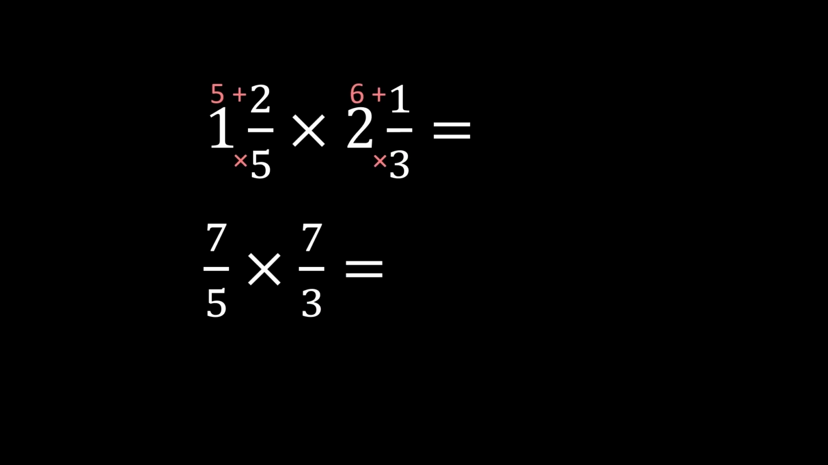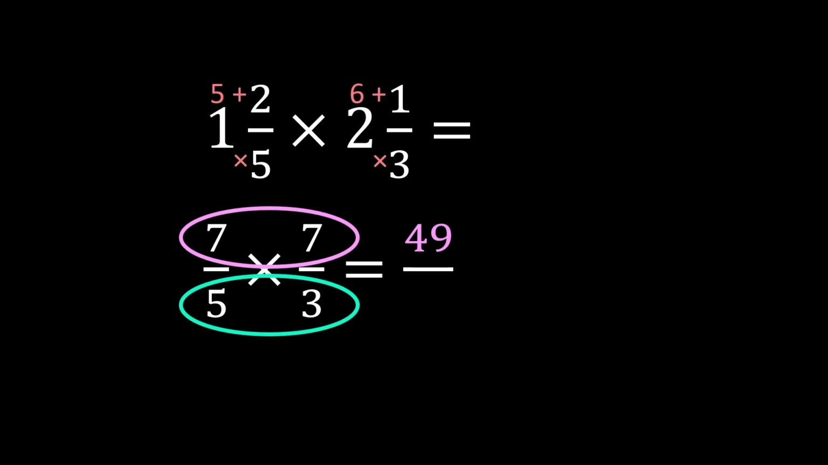Now we're ready to multiply numerator times numerator. 7 times 7 is 49, and denominator times denominator, 5 times 3 is 15. So here we have 49/15, which is an improper fraction, and we're going to turn it back into a mixed number. We do that by dividing the numerator by the denominator.